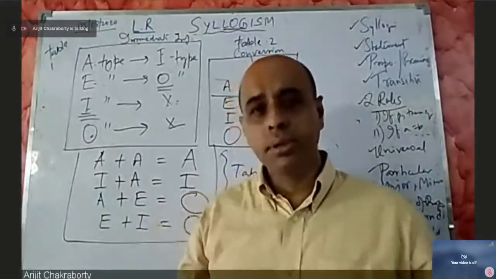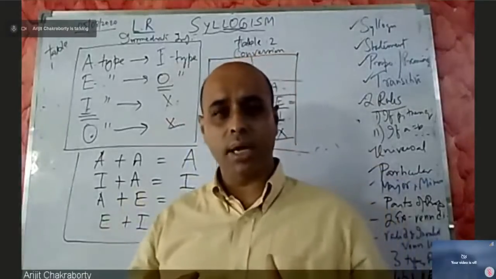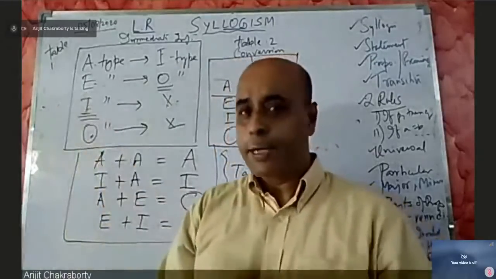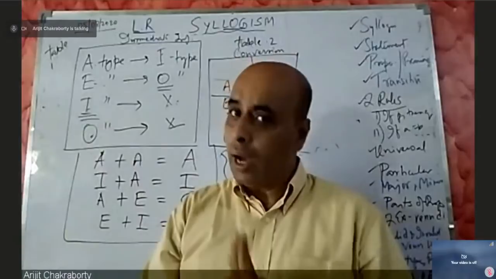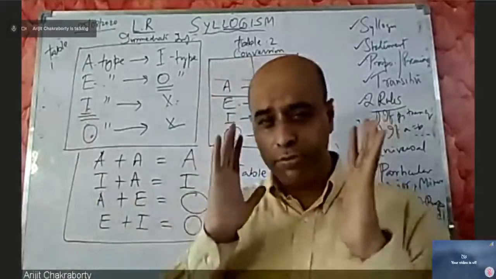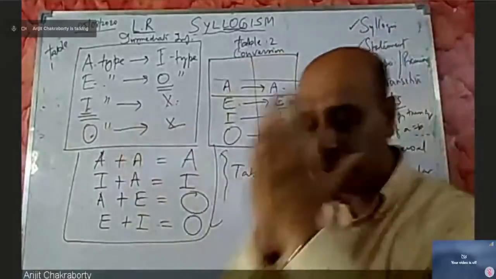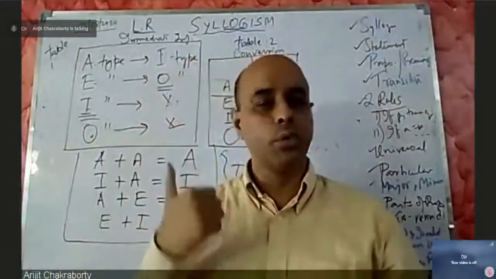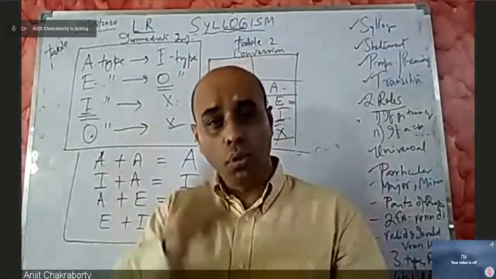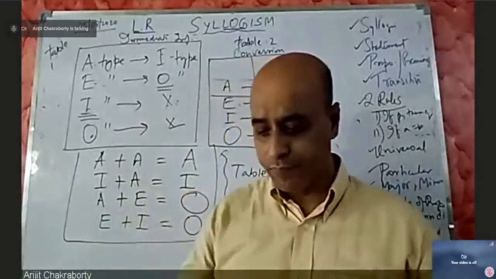Okay? All students are professional, A type. No student is professional, E type. Some students are professional, I type. Some students are not professional, O type. So please be very careful about A, E, I and O, and therefore you can just close your eyes and understand: A plus A gives you A, A plus I gives you I, A plus E gives you O, and E plus I also gives you O type of conclusion.